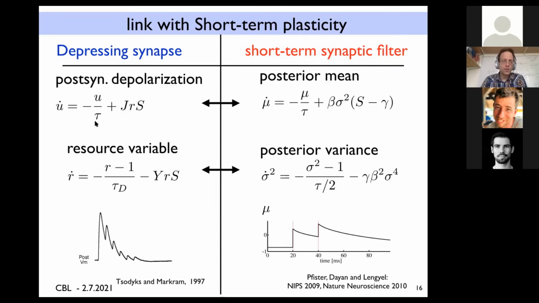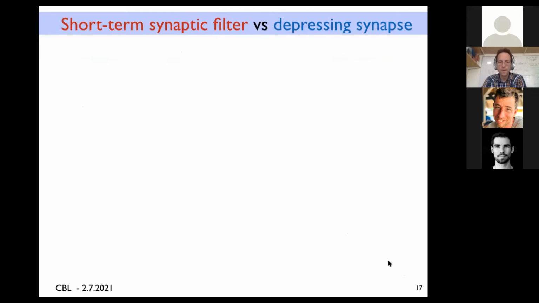I think it's also fair to mention here that there are two different time constants: tau, the membrane time constant, and here the depression time constant. Versus here, we had only one time constant in the game, the time constant of the OU. And here, sigma's time constant is half of this one. So this raises a lot of questions. I'm happy to discuss afterwards, but I just wanted to mention this on the way.